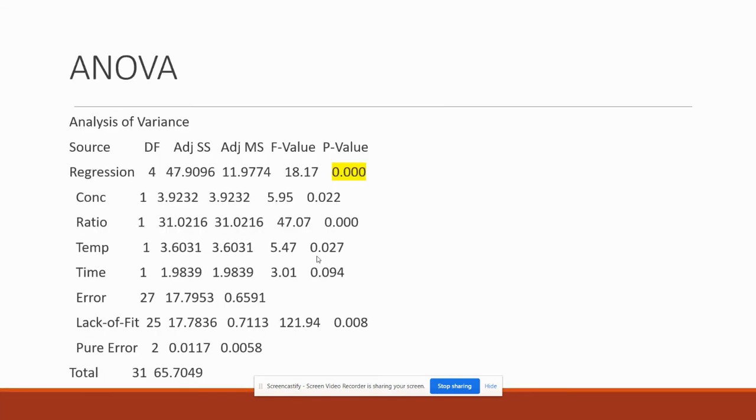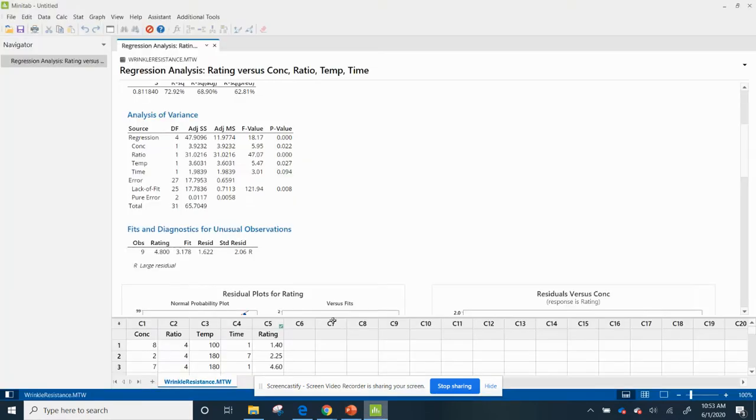Okay. So what does everything that we have mean? So we have an analysis of variance, which is, remember, I'm looking at all the different means of the groups. So for my overall model of regression, my p-value is 0. My p-value for concentration is 0.022. For ratio is 0.00. For temperature, it's 0.27. And for time, it's 0.094. Okay, that's what I'm looking at. I'm looking at these p-values. And again, if I go back to Minitab, they're right here. They're lining up pretty good. So time, it's a pretty high p-value. I need to look at that and see what's going on.